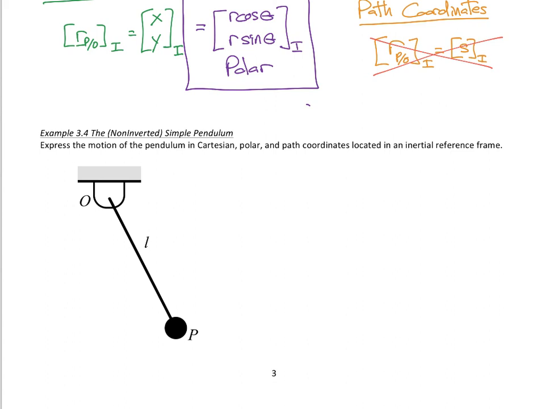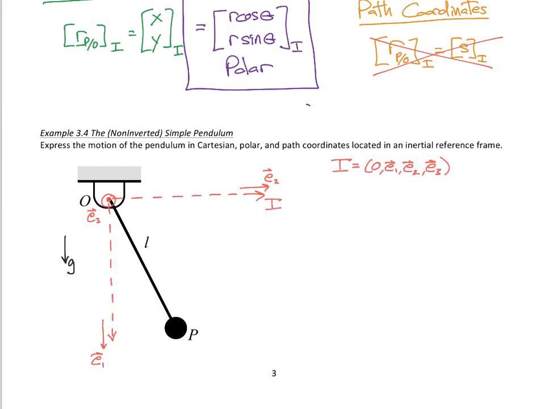Let's apply these three coordinate systems to a normal, non-inverted simple pendulum system. So first, let's draw our reference frame. Here we have an inertial reference frame that has an origin of point O and the basis vectors E1, E2, and E3, where E1 is along gravity, E3 is pointing out of the page, and then E2 will be the cross product between E3 and E1.